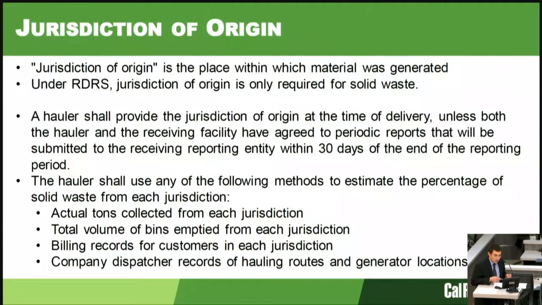So here's how haulers can determine jurisdiction of origin for the material that they pick up. They can use the actual tons collected from each jurisdiction. They can use the total volume of the bins emptied from each jurisdiction. They can use billing records for customers in each jurisdiction, or dispatcher records of hauling routes and generator locations. So those are ways that haulers can determine the percent composition for the materials that they send on to transfer processors.